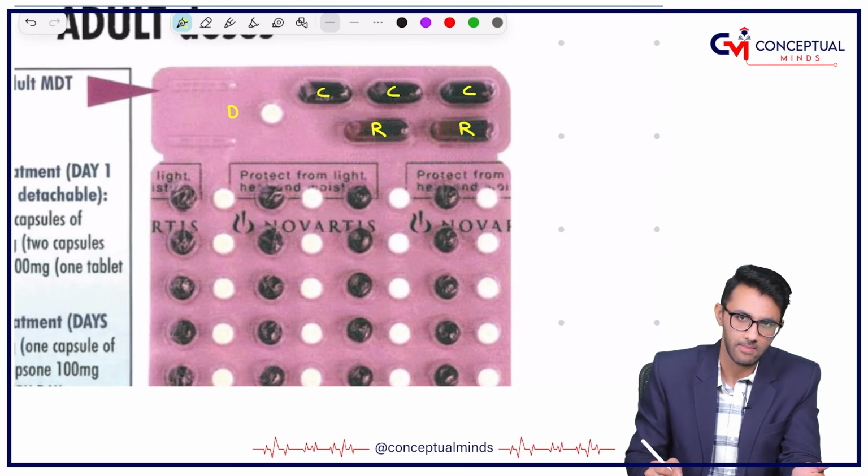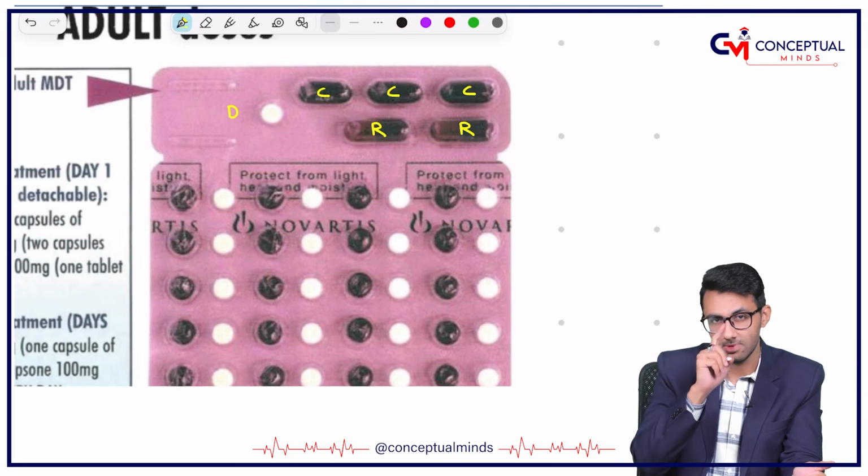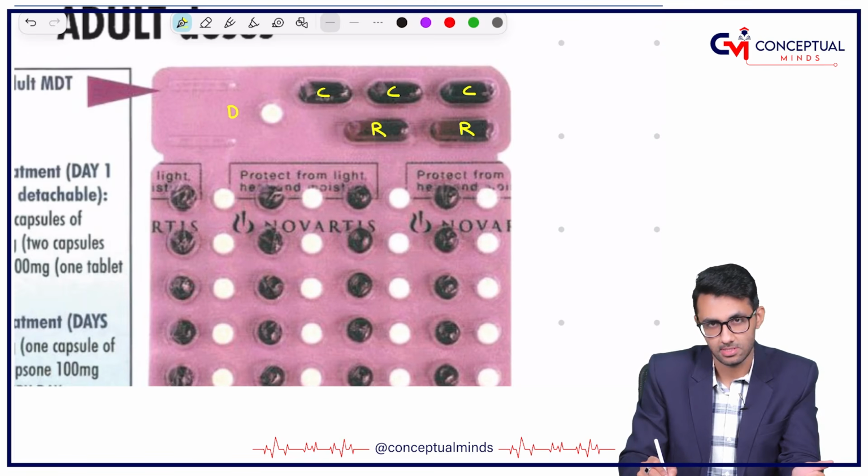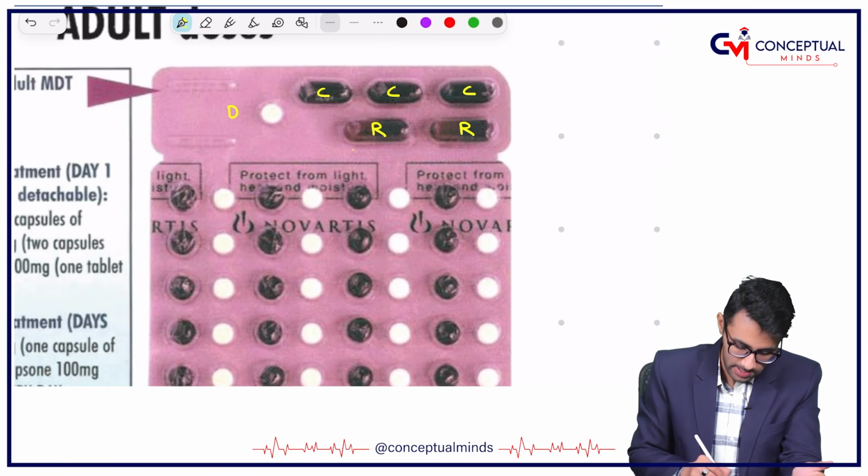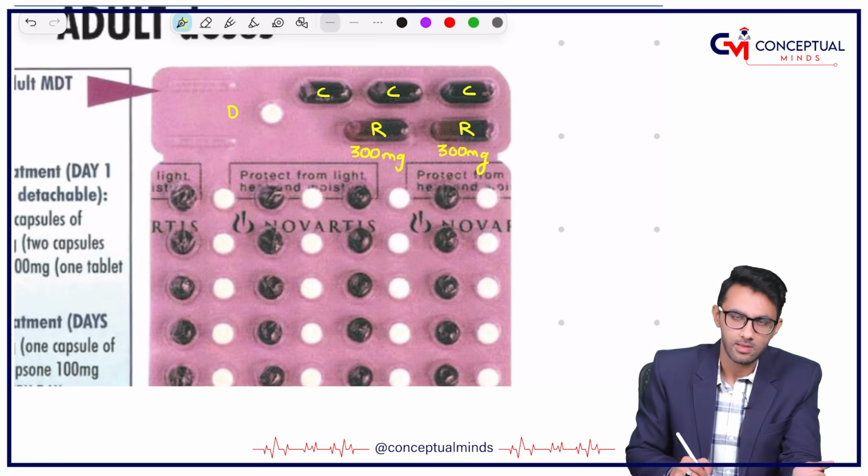Tell me the dosage, rifampicin dosage. 600 mg, right? We gave 600 mg to adults. Remember? How much duration for paucibacillary? 6 months. Yes, 6 months. Multibacillary? 12 months. Okay. This is rifampicin 300 mg. Clofazimine, we gave 300 mg. Yes, so each drug will be 100 mg.